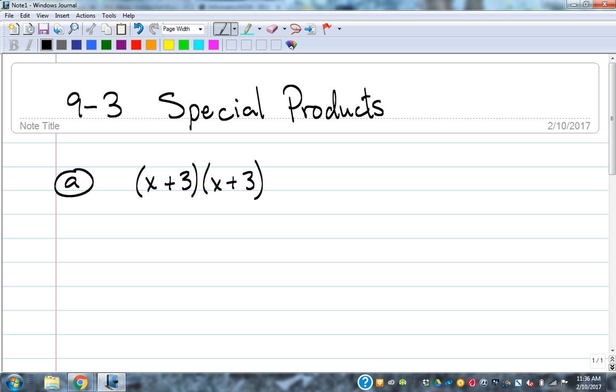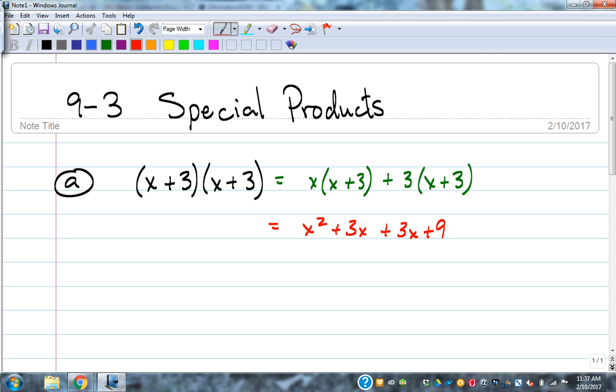Distributive property. It's the same thing. We're distributing x plus 3 to itself. The factors happen to be the same. So it's x plus 3 times x plus 3. So I'm doing it with the distributive property here. x squared plus 3x. Then distribute the 3 is 3x plus 9. So combine like terms at the end. x squared plus 6x plus 9.